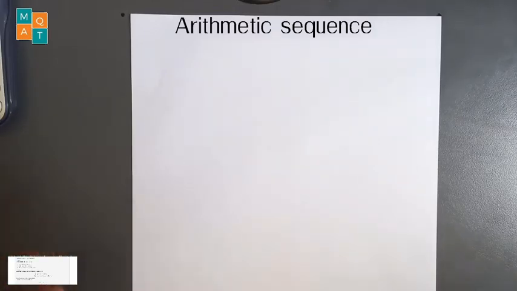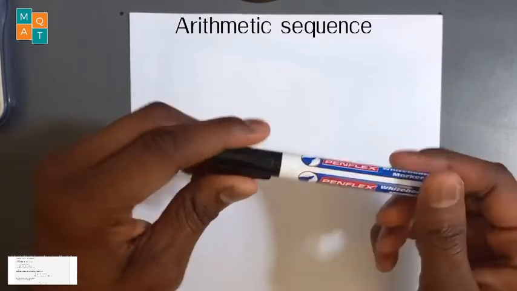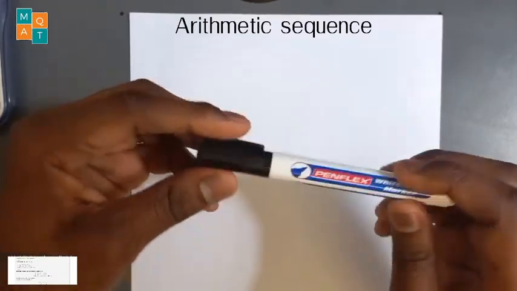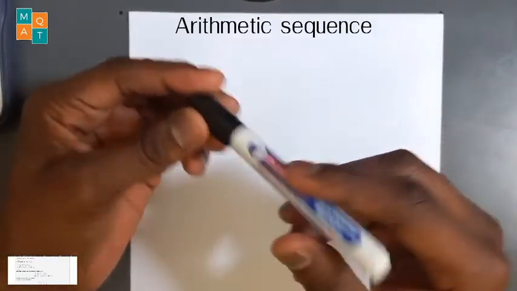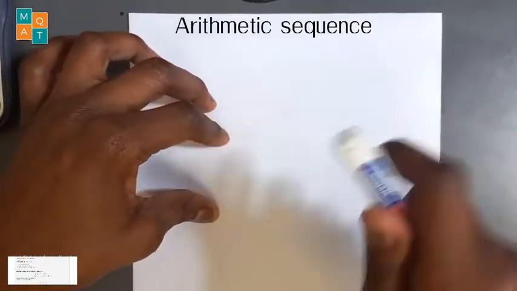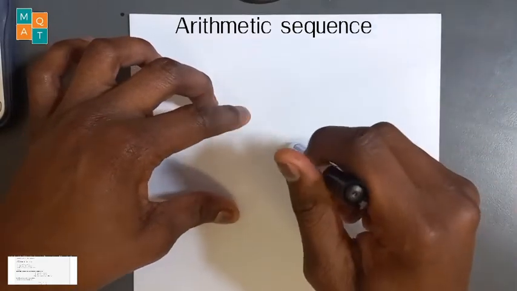In the previous video, we discussed what a sequence is. We said a sequence is a series of numbers that are defined by a specific rule. So what is an arithmetic sequence? We have also described that an arithmetic sequence is a sequence where, when you take the difference between the next number and the previous number, you always find the same value as you go along the sequence.